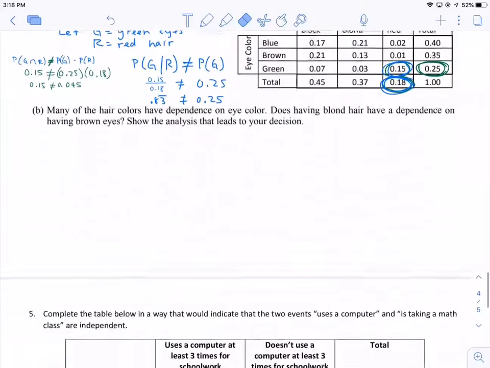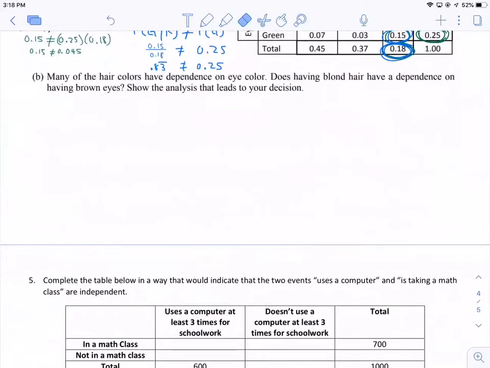And that's going to be it. This is a tricky concept for some people. So if you have any questions, let me know. But we will continue with more independence tomorrow.